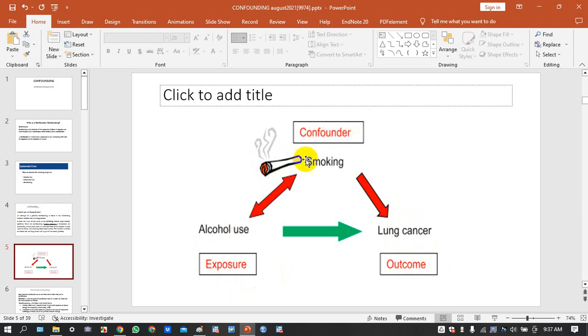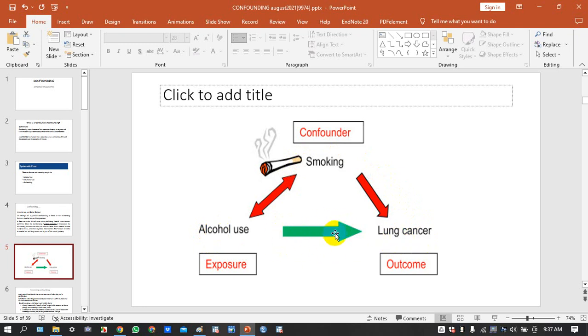So the confounder has a relationship with alcohol use, which is the exposure, and lung cancer, which is the outcome. But the confounder cannot come between alcohol use and lung cancer. The confounder cannot be on this causal pathway from alcohol use to lung cancer. It is only associated with alcohol use and, at the same time, the outcome, lung cancer. But it doesn't travel from alcohol use or cause alcohol use to increase lung cancer in the causal pathway.